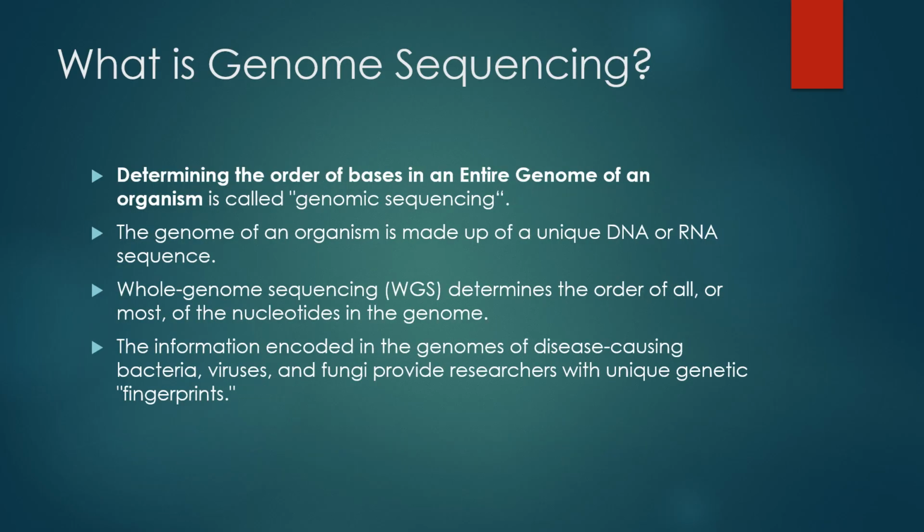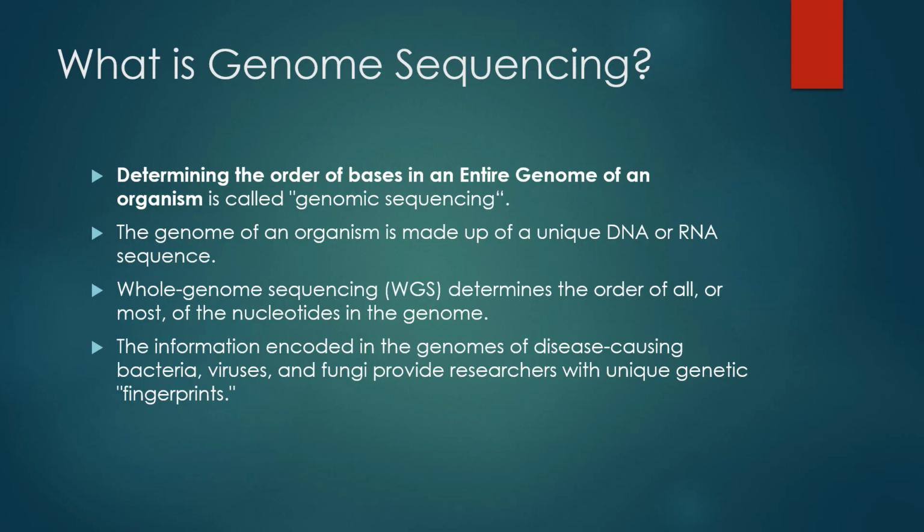As I said earlier, in DNA sequencing, the focus is understanding the order of A's, G's, C's and T's arranged in a given DNA fragment. If I am doing the same thing for an entire genome of an organism, we call it genomic sequencing. We are all aware of the genome of an organism, which is made up of a unique DNA or RNA sequence. And whole genome sequencing, in short referred to as WGS, determines the order of all or most of the nucleotides in the genome.